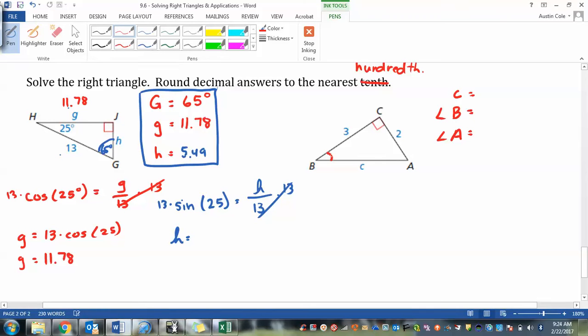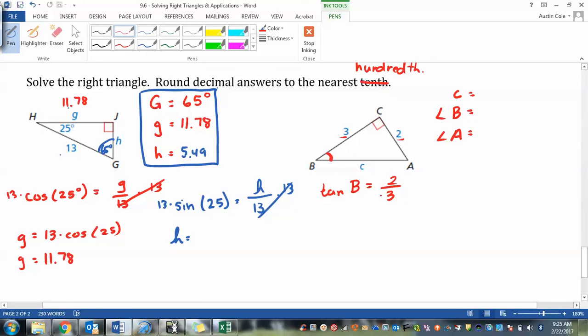I'm going to pick angle B. Could I have picked angle A? Absolutely. Now, with respect to this angle, we can't find C until I know an angle. If I pick those two sides, because those are the ones that I know, opposite and adjacent, so that's the tangent. So the tangent of B equals the opposite, which is 2, over the adjacent, which is 3.